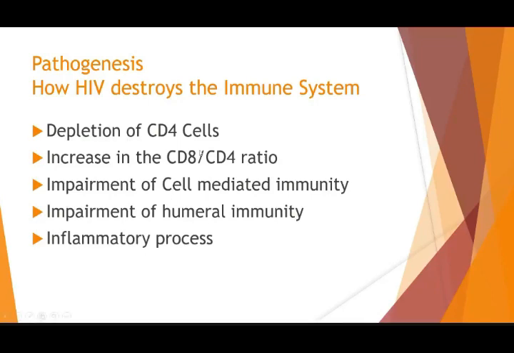So the main target of the HIV is to destroy the CD4 cells, most important of which is the T helper lymphocyte. It has a very important contribution in the immune system, because these cells have an important part in the cell-mediated immunity and the humoral immunity. So both of them will be depleted, but the impact will be more on the cell-mediated immunity.